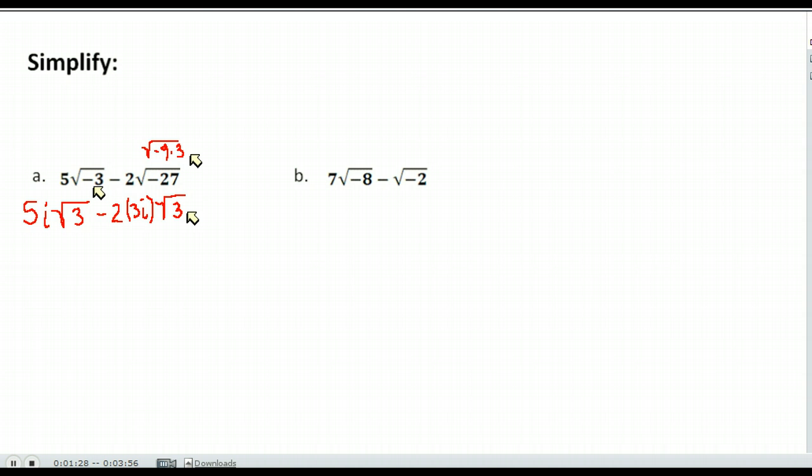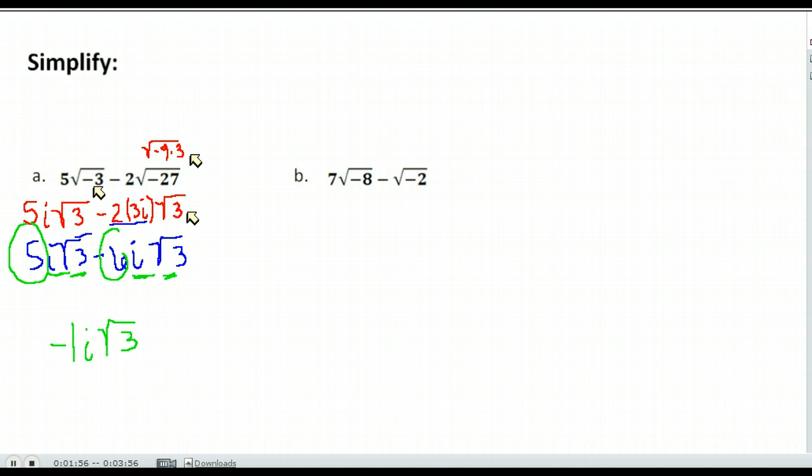Let's do a little more simplification. I can't do anything else with the 5i root 3 at this point. But here I can take 2 times 3 and get negative 6i root 3. Now I have like terms. I have exactly the same thing under the radical. They're also both i root 3's, so I can combine them. 5 minus 6 is negative 1, so my answer is negative 1i root 3. Or you can just write it as negative i root 3, and the 1 can be implied.